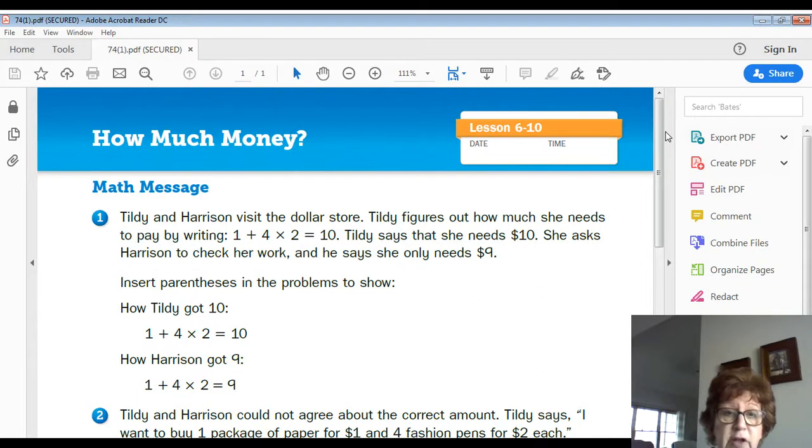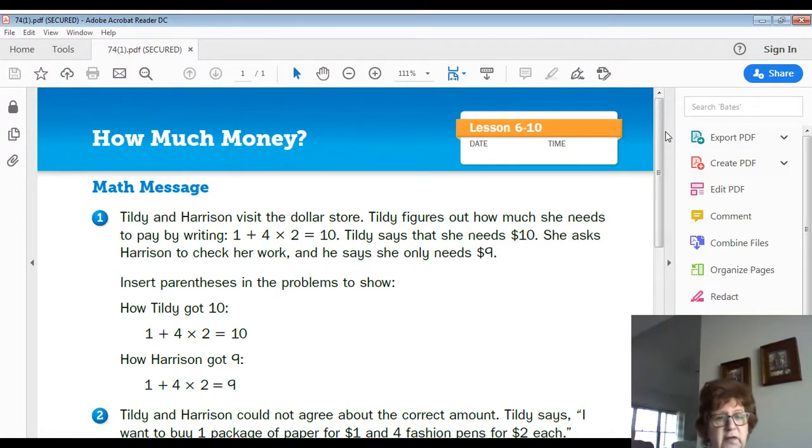All right, so we're going to put the parentheses in the problem to show how you could actually get both answers from this same problem. And this is why we use the order of operations, because that way mathematicians across the entire world would get the same answer with that problem instead of getting these two different answers.